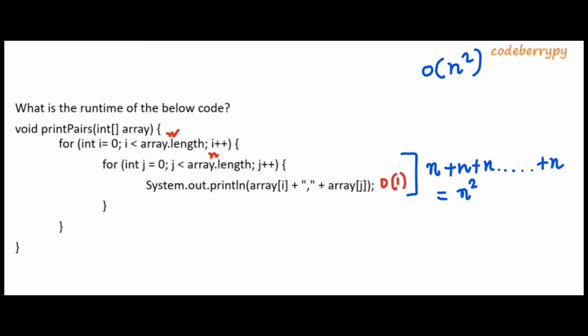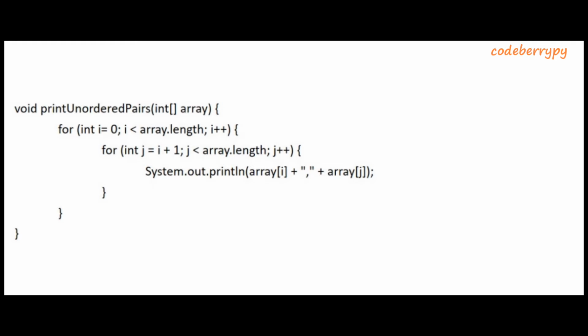Now let's take up a similar problem. This problem is almost similar to the previous problem, but the only difference here is that the inner for loop runs from i plus 1 to the length of the array. We can consider the length of the array to be n and the time taken by the print operation to be constant. The first time the outer for loop runs, the inner for loop runs from 1 to n minus 1, and therefore the total number of times is n minus 1.